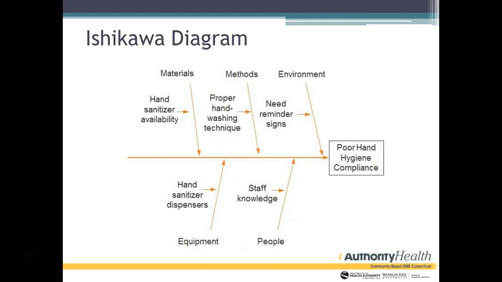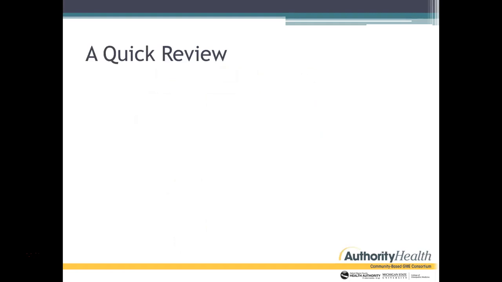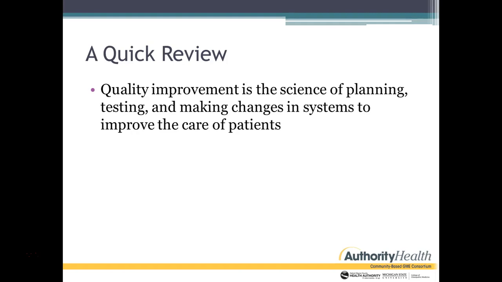So you have to consider each category separately because there could be contributing factors in all different sorts of categories. So for example, under materials, if you were out of hand sanitizer, then that's a problem. If you're not doing the proper hand washing technique, that could be a problem. Reminder signs, dispensers, knowledge, these are all things that contribute to poor hand hygiene compliance. So that's that. So let's do a quick review.